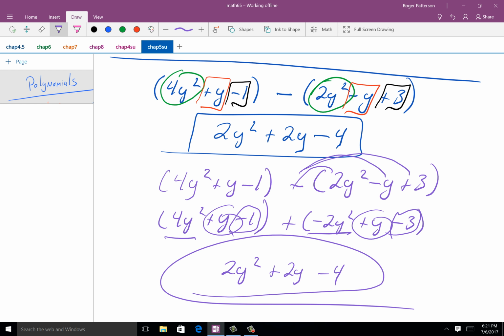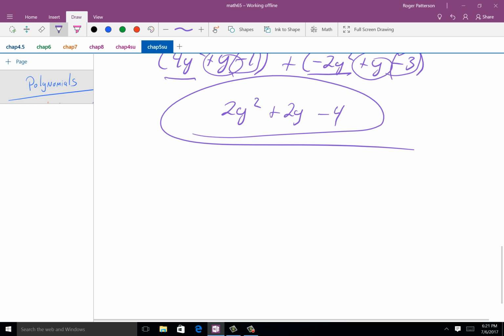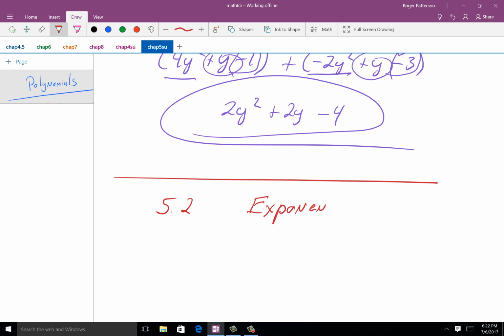Okay, I'm going to do part of section 5-2 and give you a break here. All right, the first part of 5.2 talks about exponents, okay? And what I was going to call the properties of exponents.